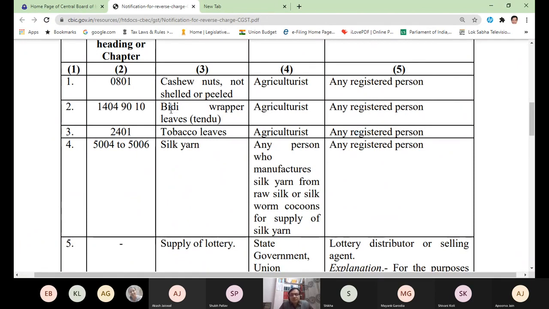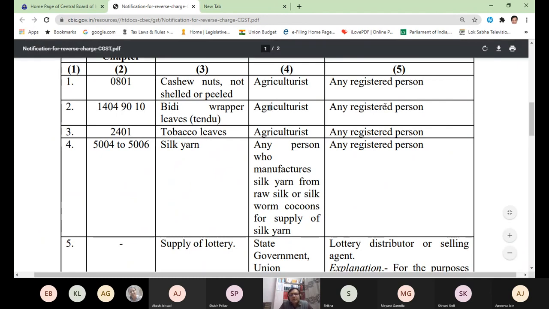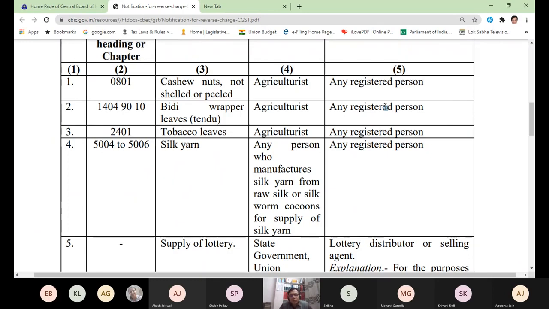Bidi wrapper leaves. Bidi is a smoking product, like cigarettes, only bidi, so that tobacco is packed in that paper. So those are bidi wrapper leaves, tendu leaves. If those leaves are supplied by an agriculturist to any registered person, then the registered person has an obligation to pay tax to the government of India.